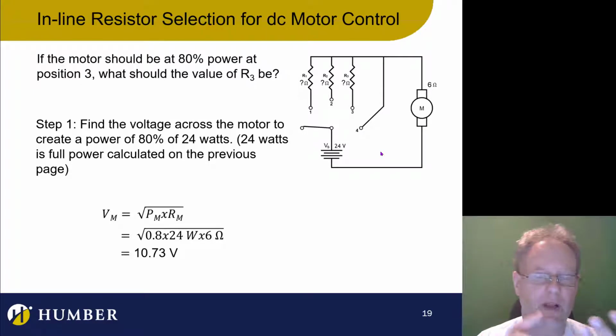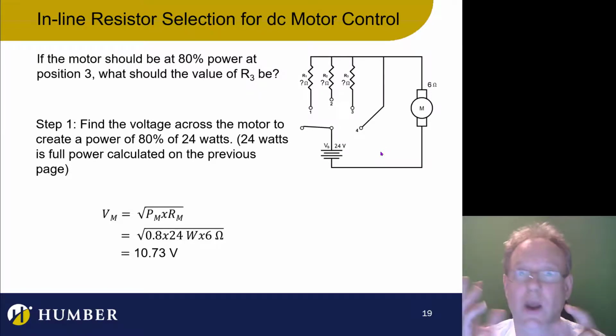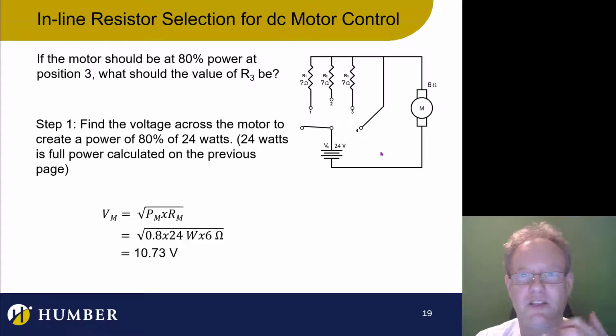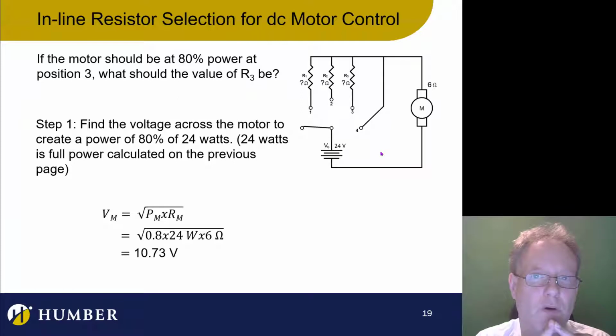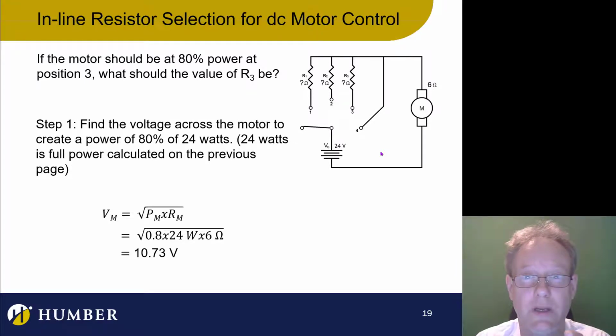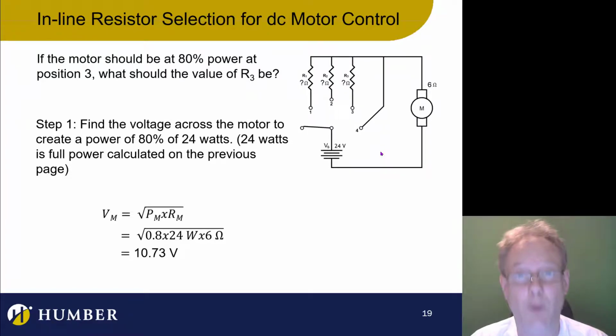Okay, so there are 2 steps here, and that calculation is another square root. I better keep these numbers in my calculator. So I can find the current going through R3 and the motor, because they're in series, by just knowing the power of the motor and the resistance of the motor. Then I would know the current through R3. I know the voltage drop across R3 because Kirchhoff's voltage law for a series circuit tells me the voltage drop across R3 plus the voltage drop across the motor is going to be 24 volts, and I know the voltage drop across the motor.